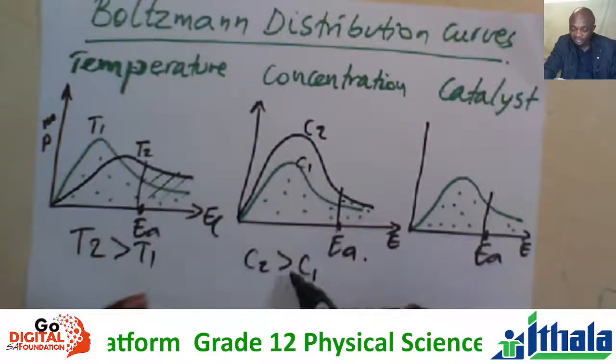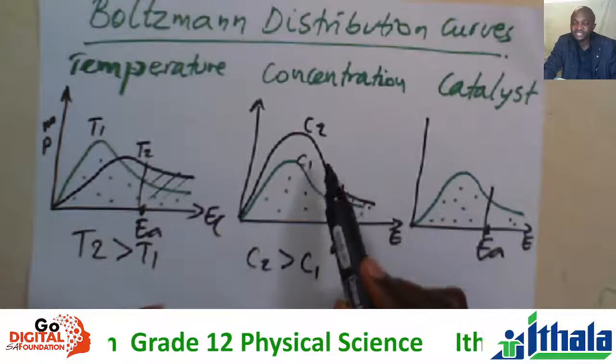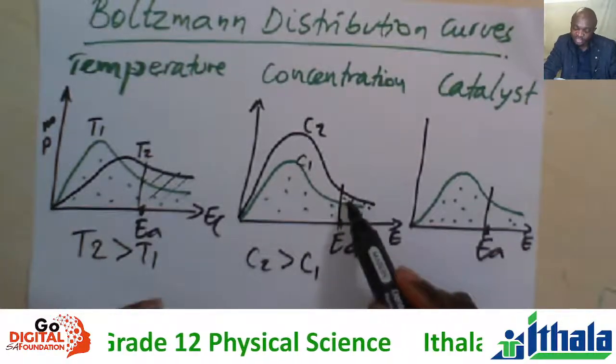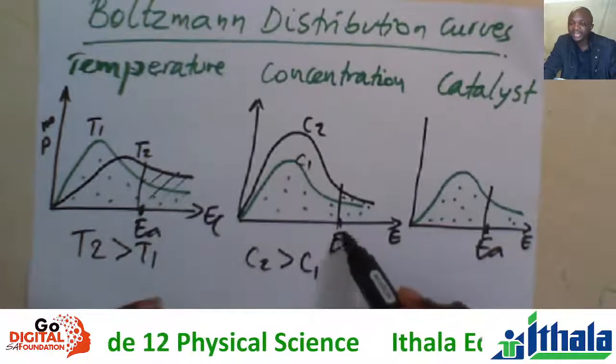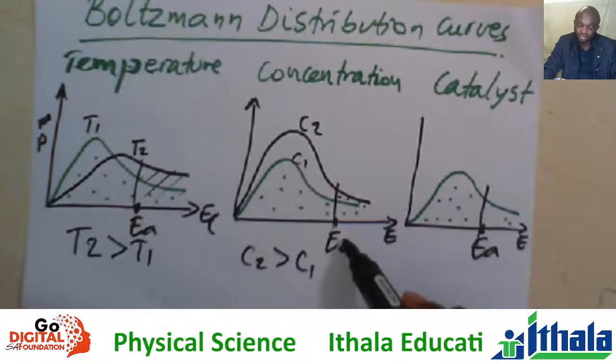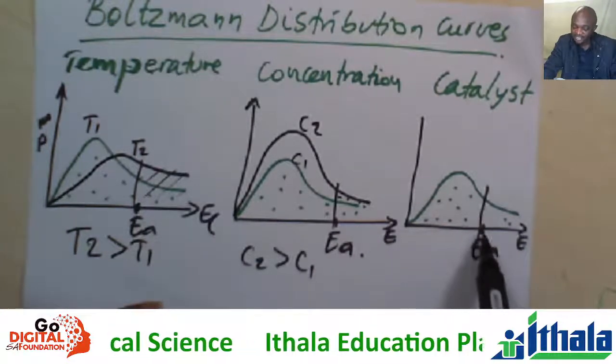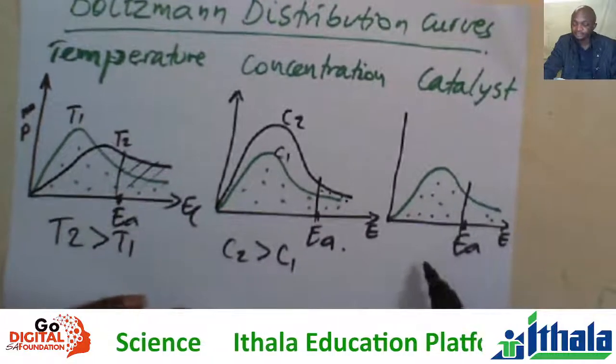And why is it greater? Because we know that an increase in concentration will increase the rate of reaction. So we see that more particles have energy greater than the activation energy, which means our reaction rate will be high. Right? Now we come to the catalyst.